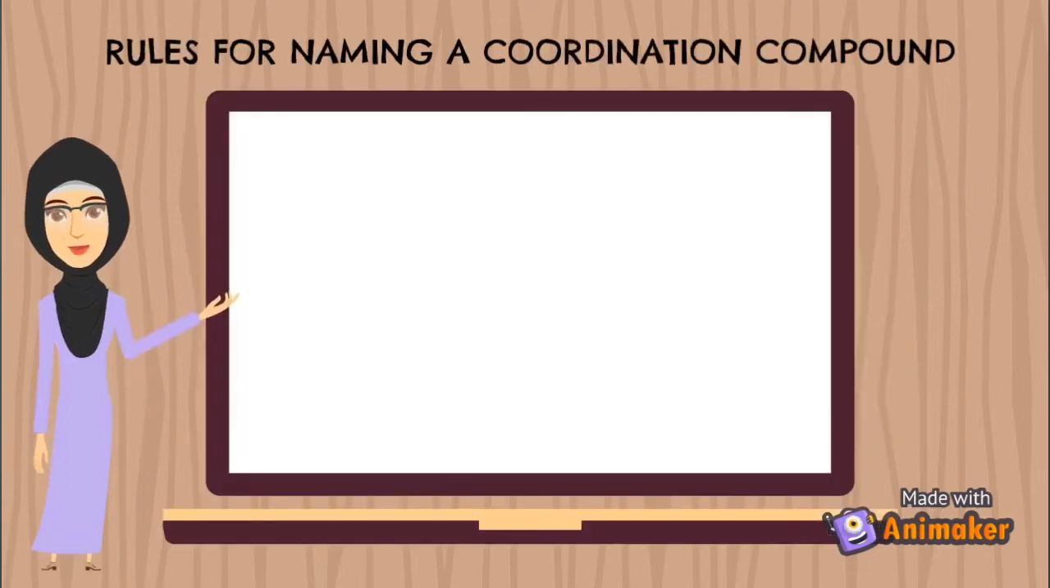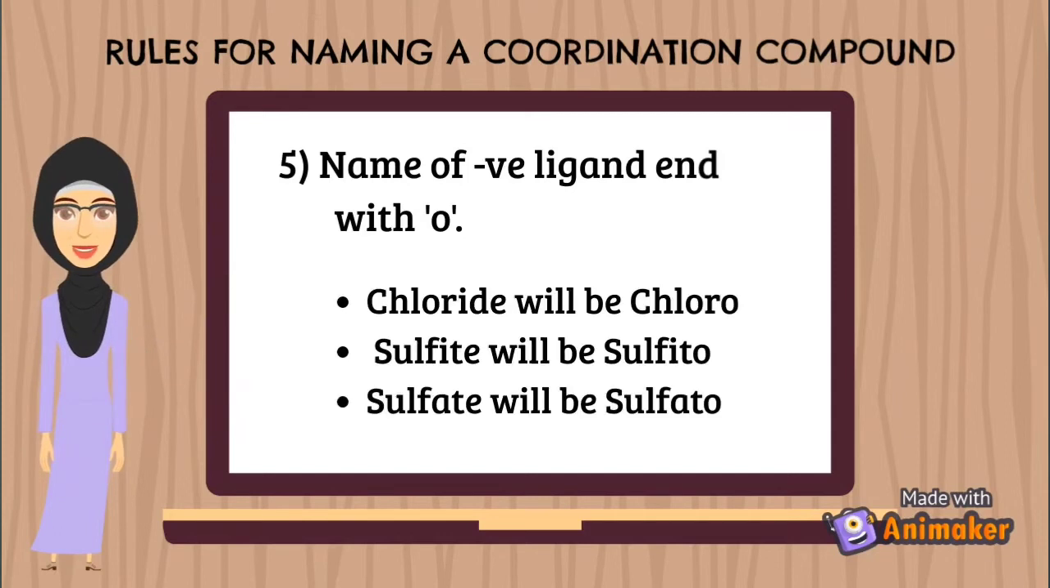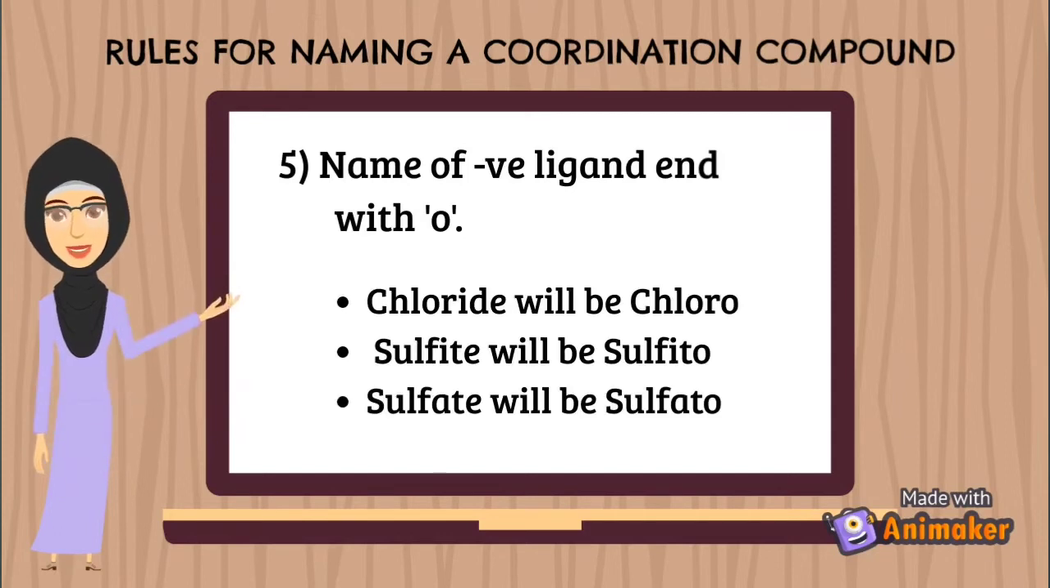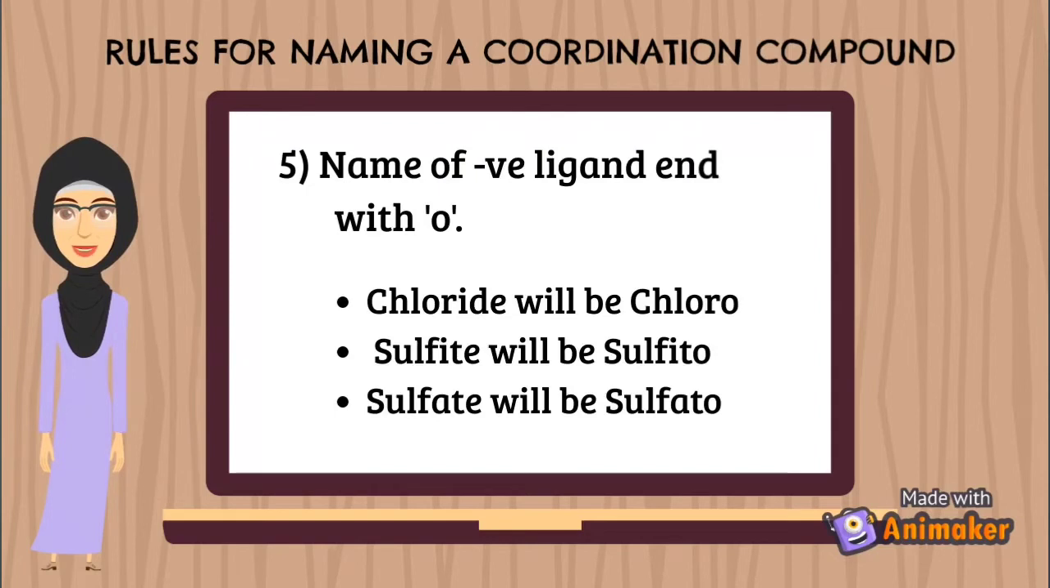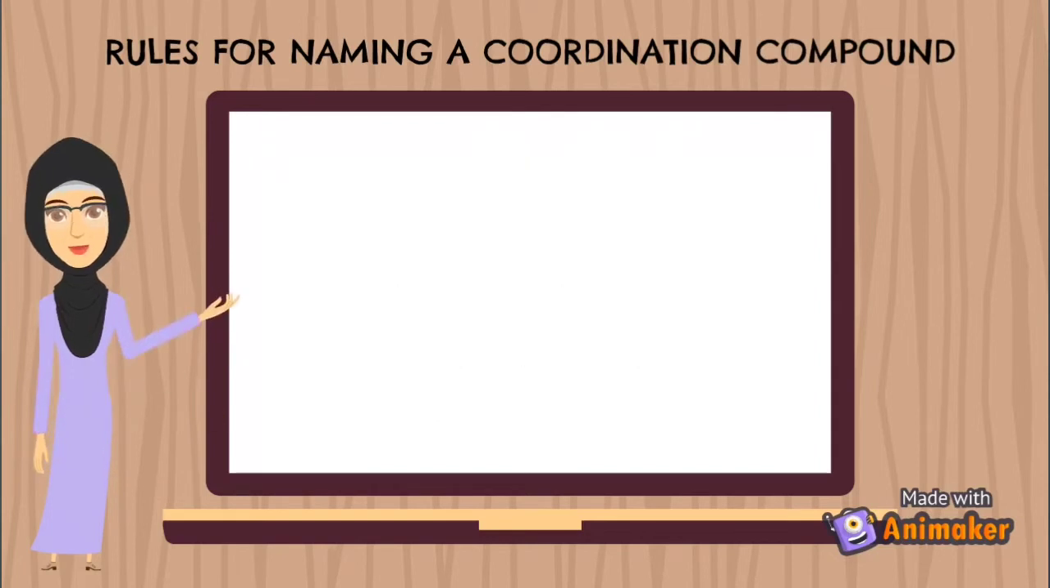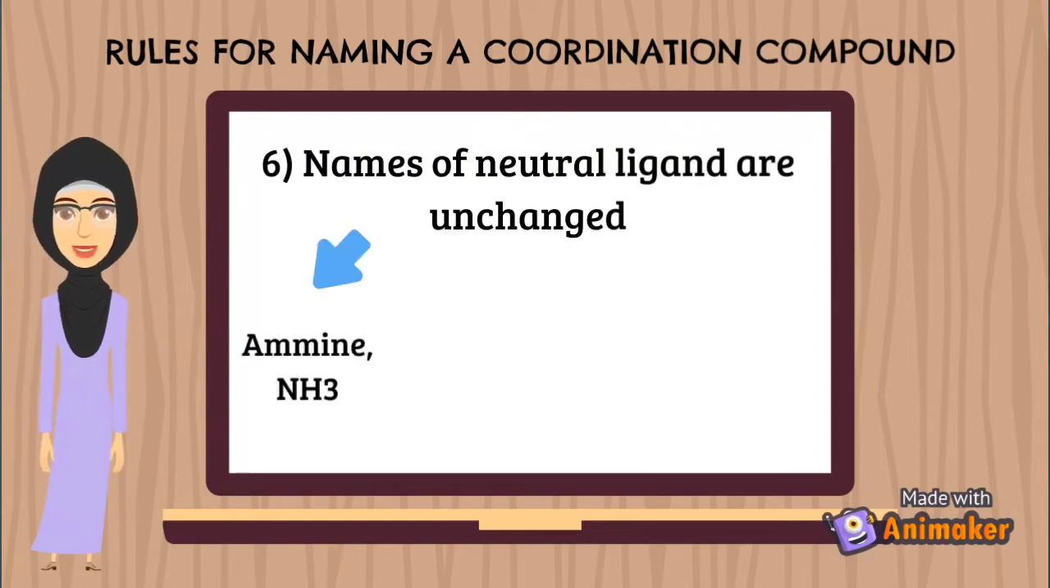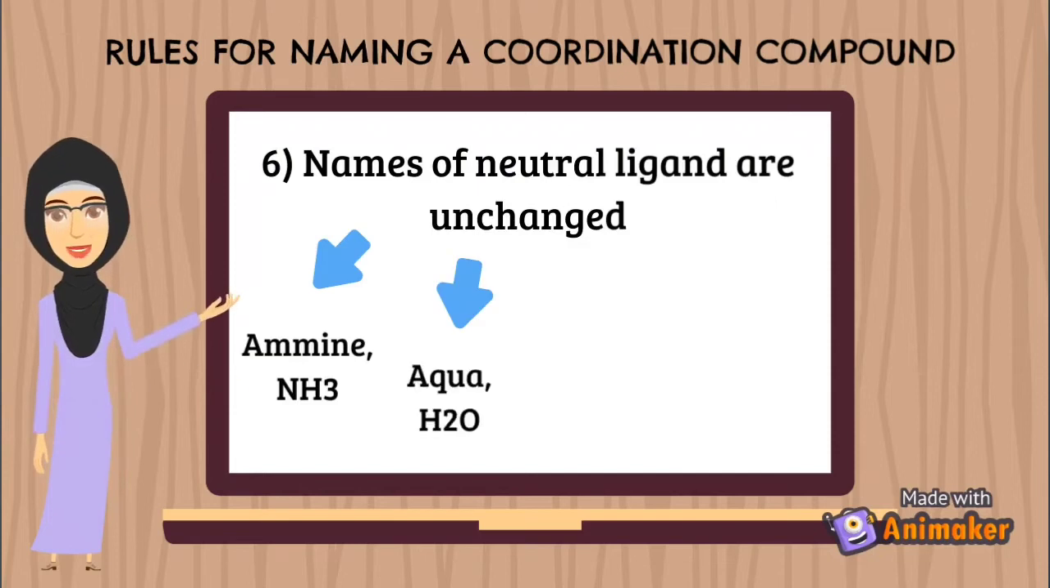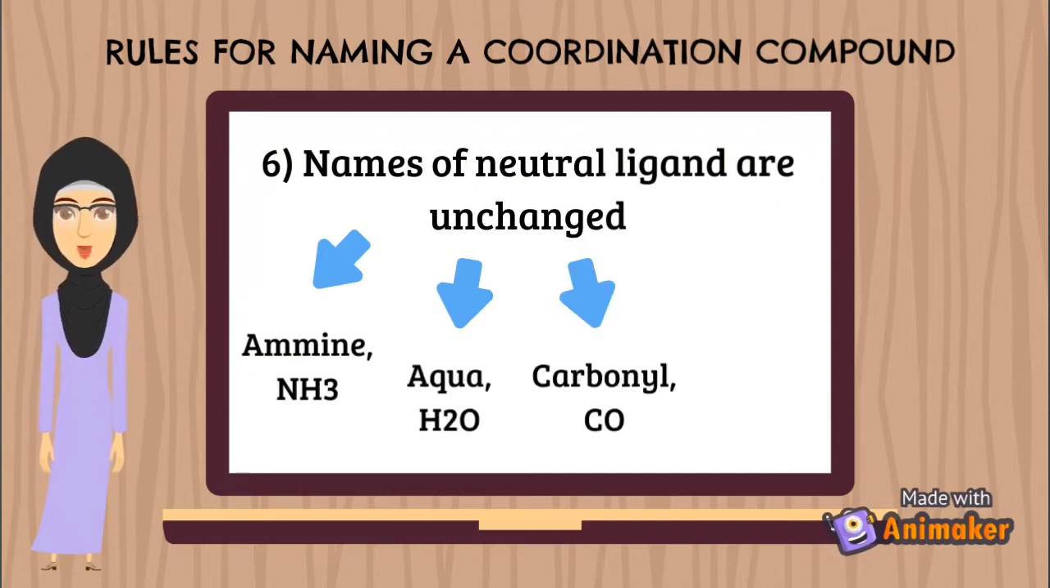Rule 5. The name of a negative ligand will change the end of their names. Chloride will be chloro, sulfite will be sulfido, and sulfate will be sulfato. Rule 6. The names of neutral ligands will remain unchanged. Some examples here are amine, aqua, carbonyl, and nitrosyl.